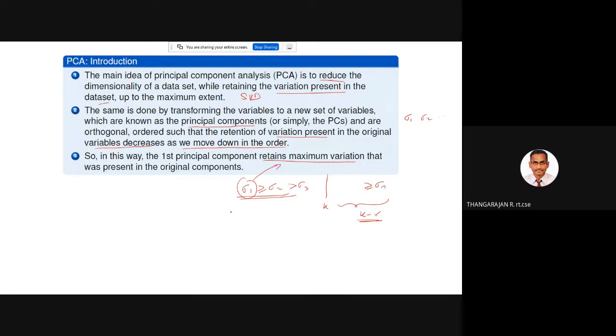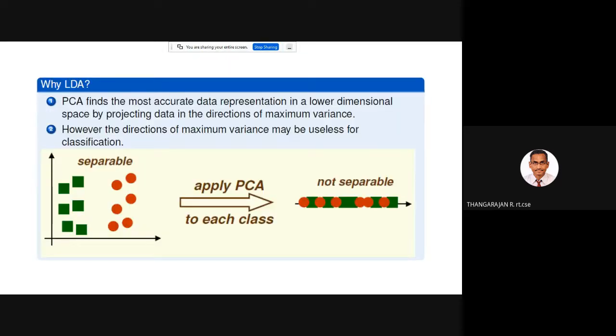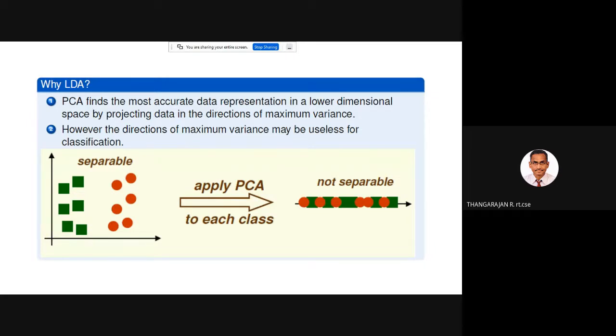This is what I have already done, so I will not go there. Now I come to another type of machine learning algorithm that we generally do. This is linear discriminant analysis. What is this linear discriminant analysis?